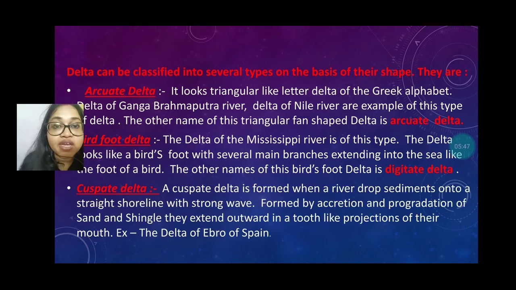Next one is cuspate delta. Cuspate delta is formed when a river drops sediment onto a straight shoreline with strong waves, and is formed by the accretion and progradation of sand, which extends outward in tooth-like projections at the mouth. This is called a cuspate delta. As an example, the delta of the Ebro of Spain is an example of a cuspate delta.